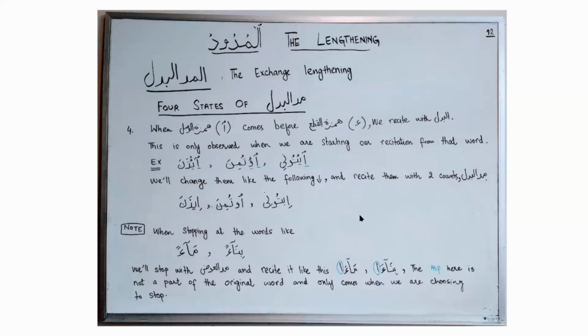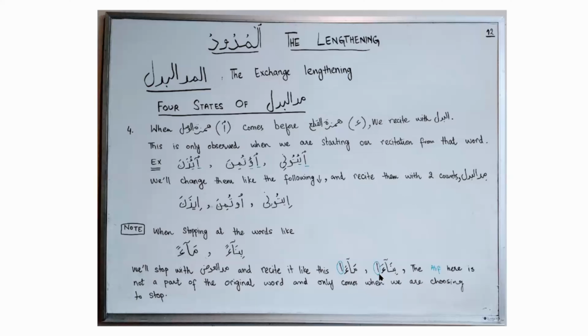And before we end the topic of madul badal, there's one small point that we need to remember, and that is when we are choosing to stop at the words where there is hamza with fathatain at the end. In ma'an and bana'an, we can see hamza with fathatain. We will stop here with madul iwad that we have discussed before. We will change fathatain into one fatha, and they're written here like this. And this is how we will recite them.